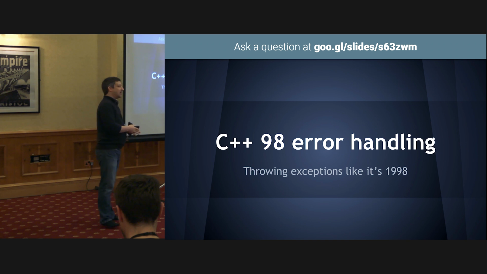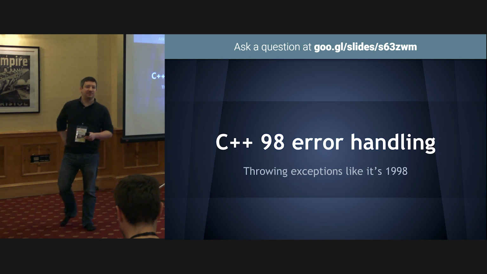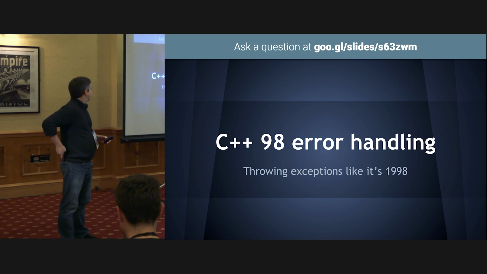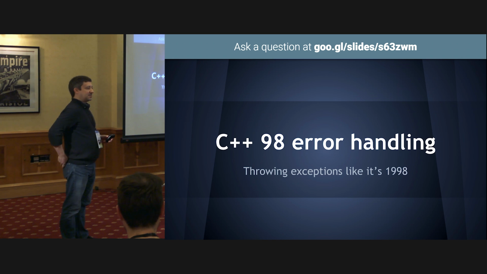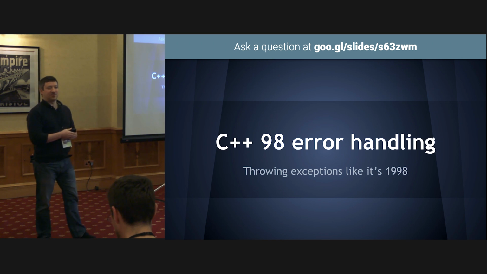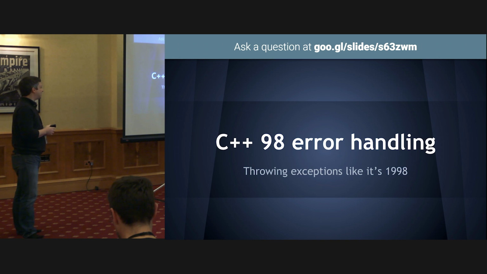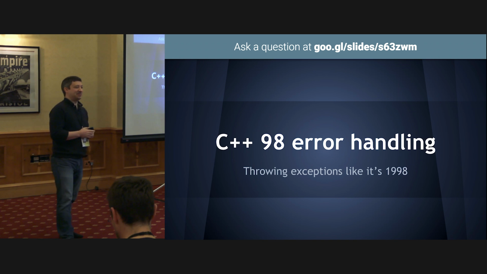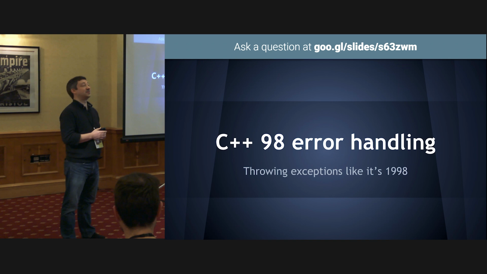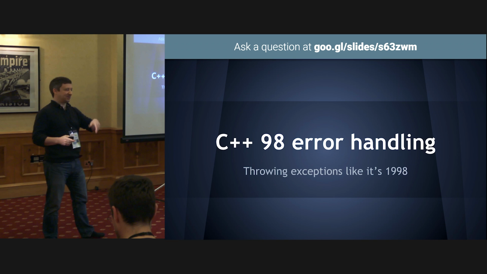So that's fine. So here's C++98 error handling. Yeah, I remember the good old days where we used to throw an exception for anything. It depends on how old you are, but I remember when exceptions first came into Visual Studio, it was Visual C++ back in the day, and you were like, oh, let's just throw them for everything. Anything at all, just throw an exception.